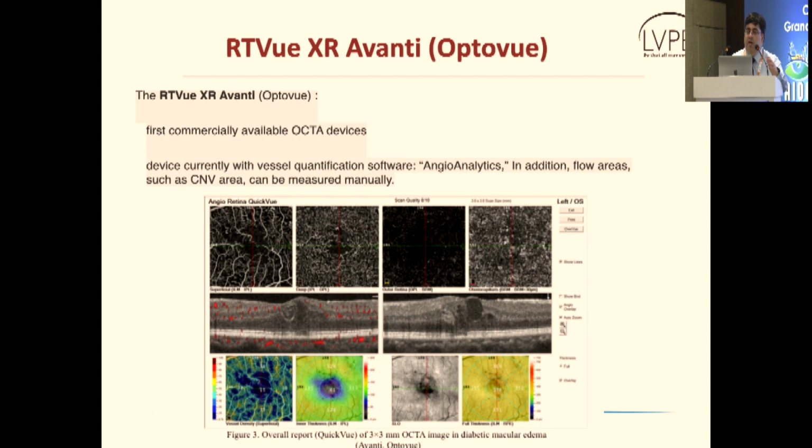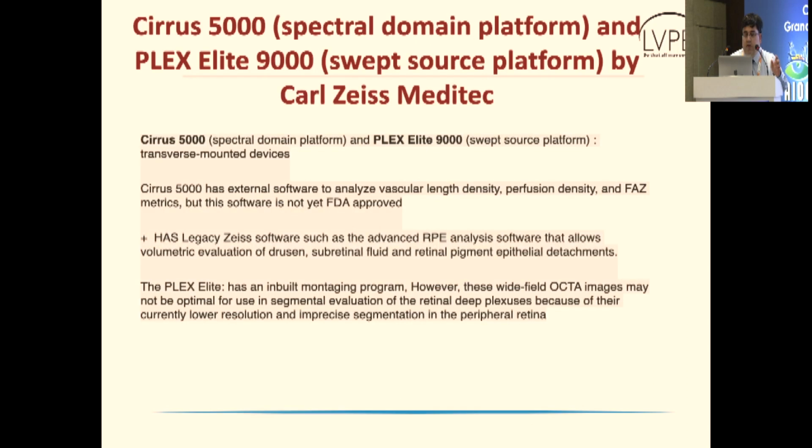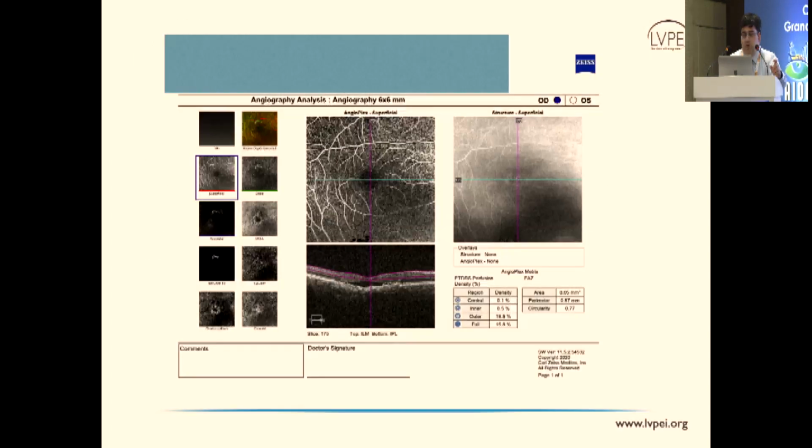Also, you can calculate manually things like flow area and CNV area on Avanti. The Zeiss platform, that is Cirrus 5000 or Plex Elite 9000, has an inbuilt montaging program which increases the field of view to quite a big extent. In this montaging view, though you can't segment each of those layers separately, montaging is very beautiful when you're looking at vascular diseases of the eye, especially diabetic retinopathy and vein occlusions.